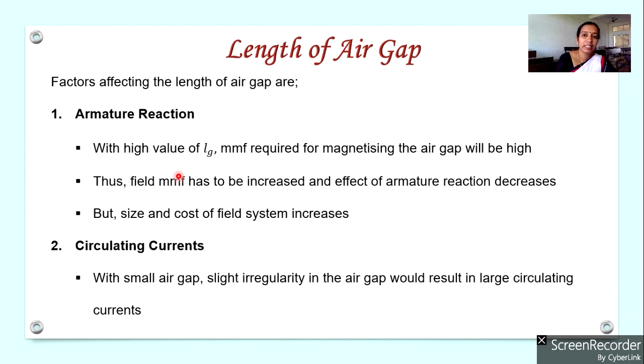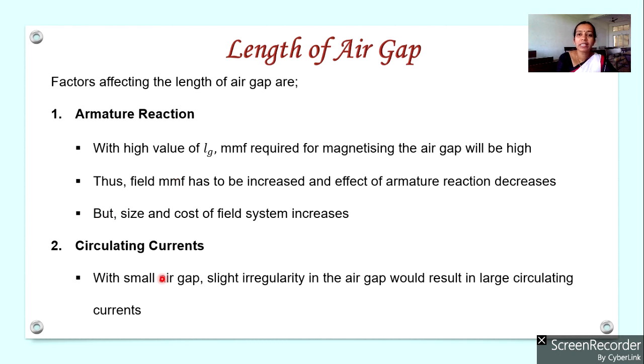But the advantage is that when the field MMF increases, the field becomes strong and the effect of armature MMF on field MMF reduces. That is, the disadvantages of armature reaction, such as cross magnetizing and demagnetizing effects, reduce. So with a larger air gap, the effect of armature reaction can be reduced. The second factor is circulating currents.